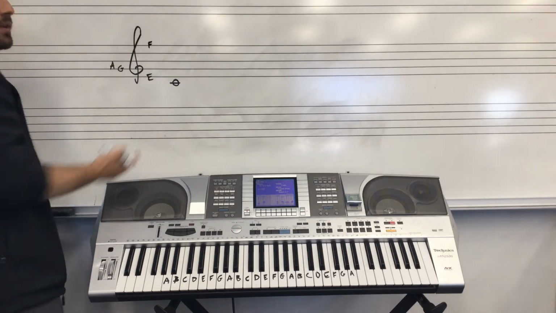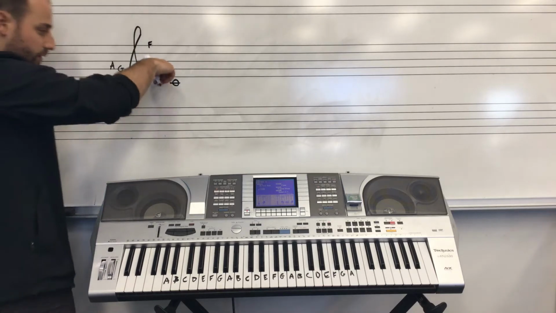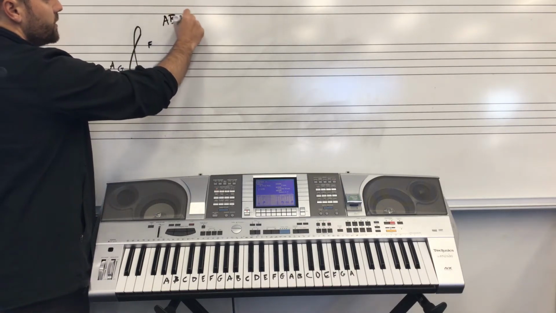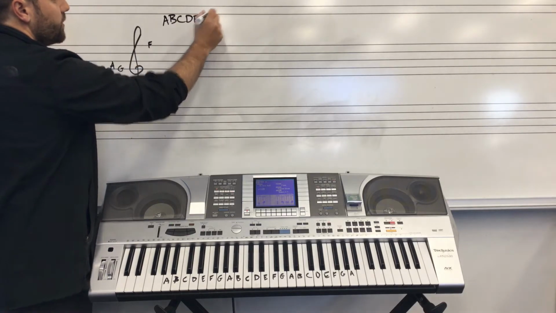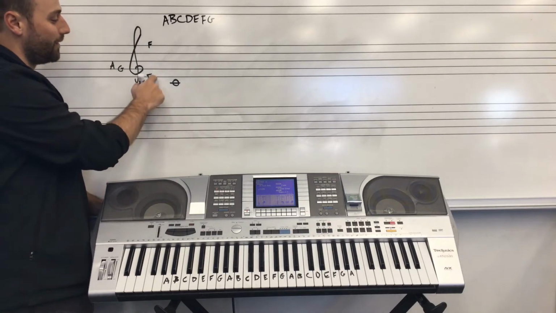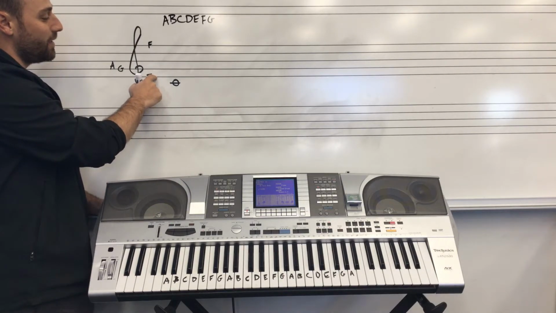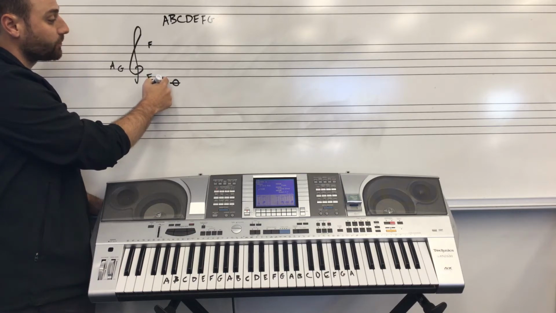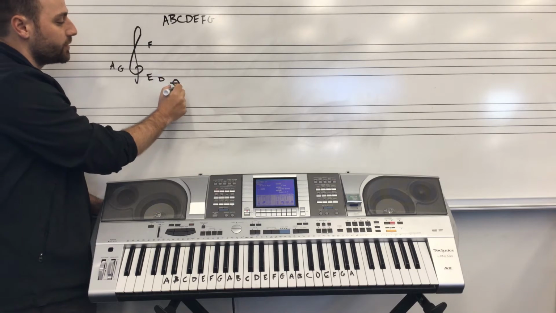Now from here, we can do the same thing we've been doing. As we go down, we go backwards in the alphabet. Let's put our musical alphabet up here: A, B, C, D, E, F, G. That's it. Song's over. So before E is D. That would mean D is right below the staff. And then one more down is C. So this note is going to be a C.